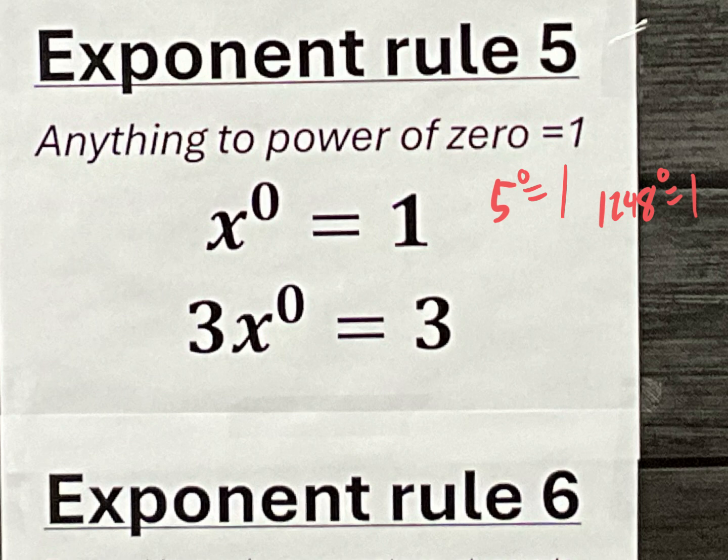Now you might be thinking, why the heck is this equal to 3? Because what has the power of 0? Does the 3 have the power of 0? No, there's an invisible 1. Only the x has the power of 0, and this does become 1.